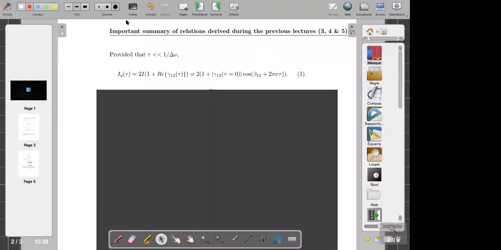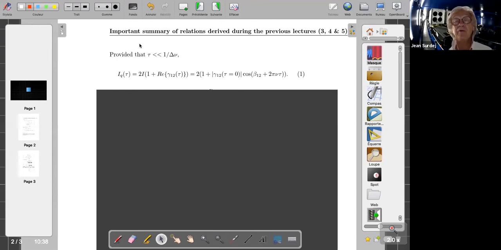Can you see it? What I will start with first is just a summary of important relations that have been derived during the previous lectures. The first one is the following. Last week, we looked at the two holes Young experiment in the context of a quasi monochromatic light.